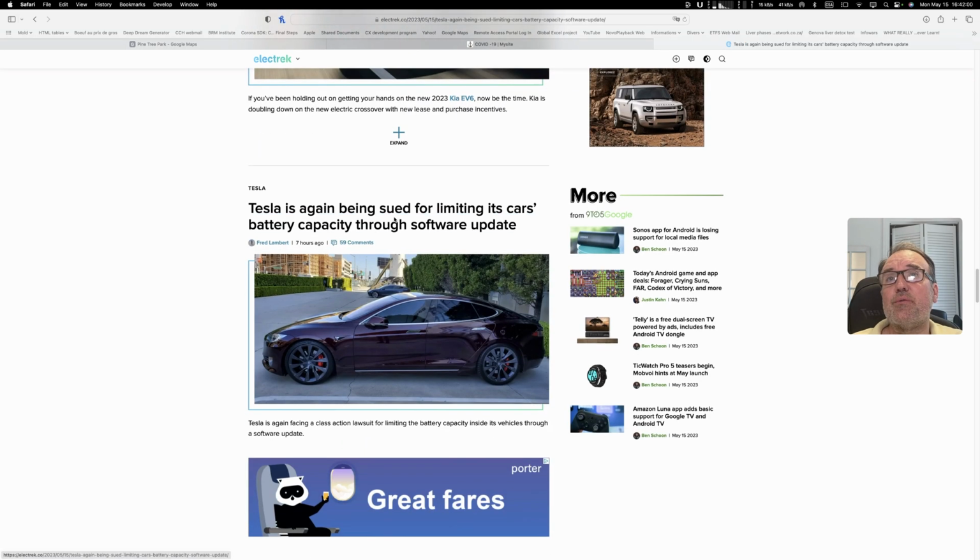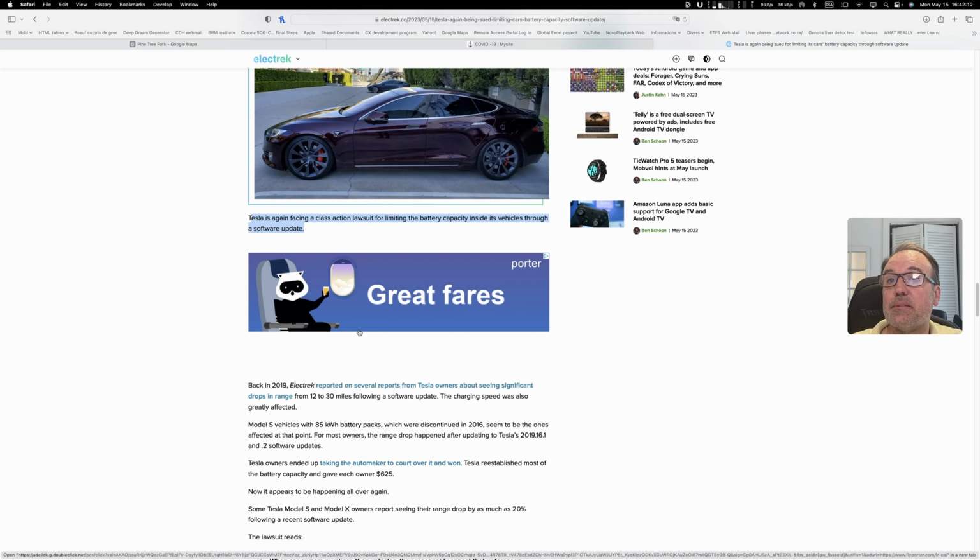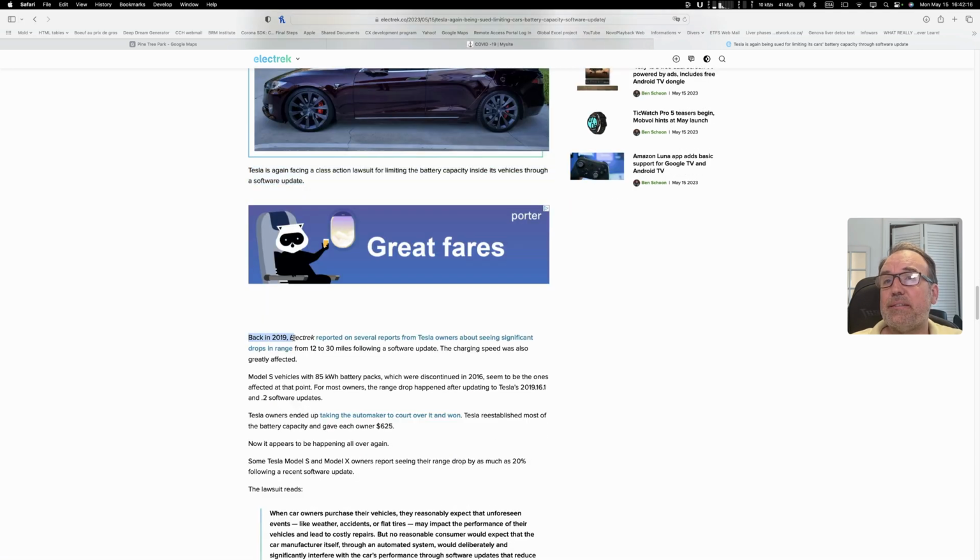Tesla is being sued for limiting its car's battery capacity through software update. So Tesla is again facing a class action lawsuit for limiting the battery capacity inside its vehicle through a software update. So back in 2019, Electrek reported on several reports from Tesla owners about seeing significant drops in range from 12 to 30 miles following a software update. The charging speed was also greatly affected.